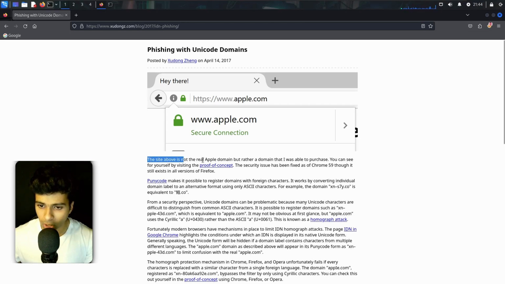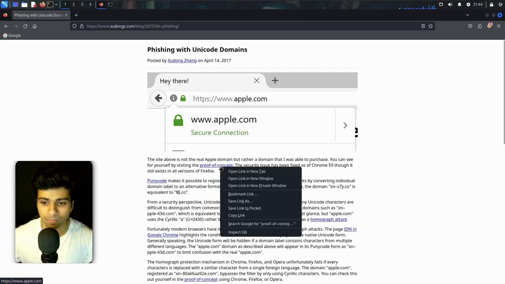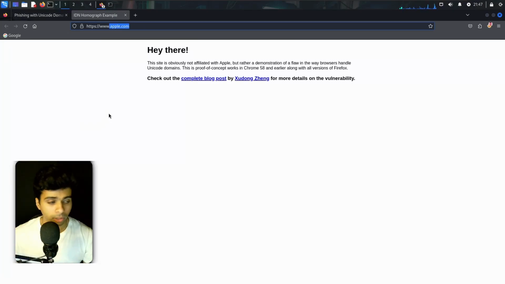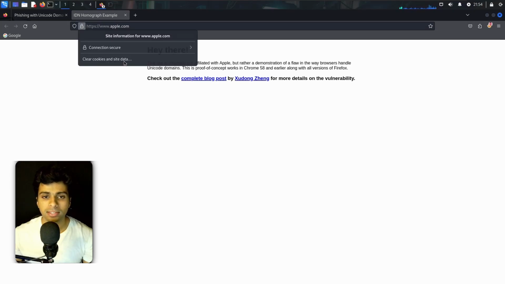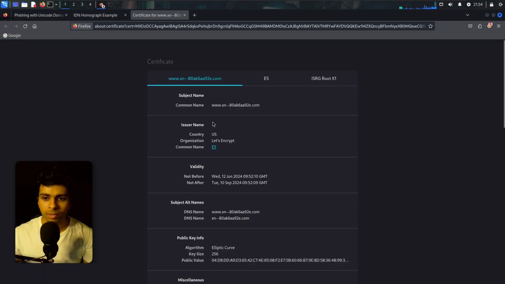The site above is not the real Apple domain, but rather a domain I was able to purchase. You can see that for yourself by visiting the proof of concept. So let's try to visit this. So in the URL, it does look pretty similar to the real Apple.com domain. And on the page, there's simple text written over here. If we go ahead and visit the SSL certificate, we will see that in the common name, it gives us a weird looking value.